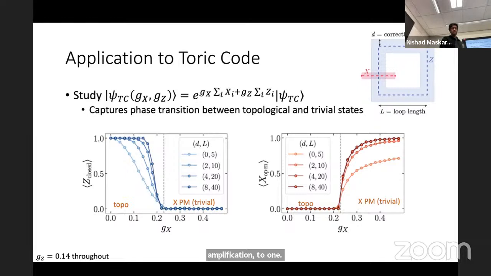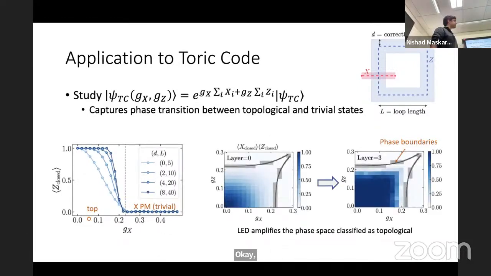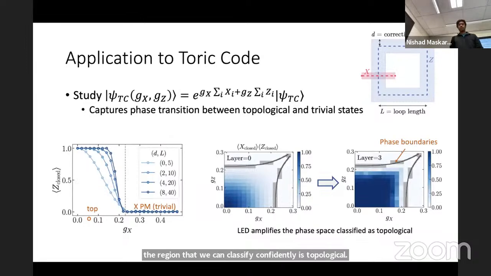Okay, so these are some simple numerics along 1D cuts. We can also apply the same procedure to the full 2D phase diagram. And here we see the key feature, which is that the region that we can classify confidently as topological grows very significantly under this procedure. Okay. So any questions on the numerical demonstration?